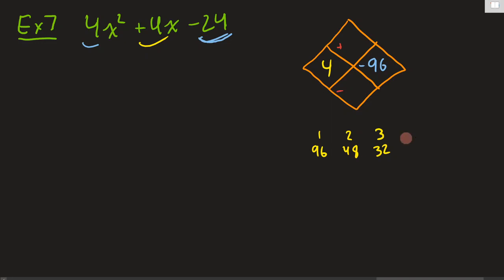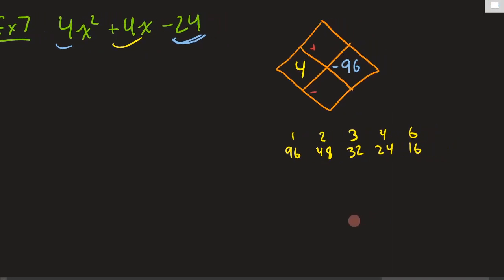I can have 48, so I can do 4 and 24, still a difference of 20. 5 doesn't go in. 6 is going to go in, so 6, half of 32 is 16. 7 doesn't go in. Does 8 go in? Yeah. 8 and 12. There we go, 8 and 12. Oh, okay. That was a lot of factors we had to go through. So 8 and 12, I need the 12 to be positive and the 8 to be negative to give us a positive 4.